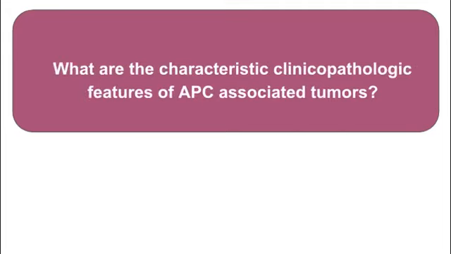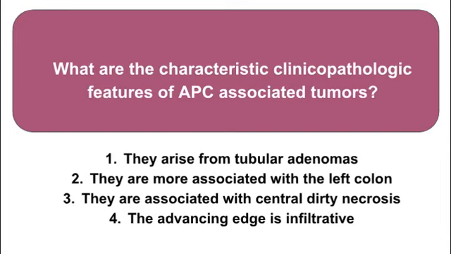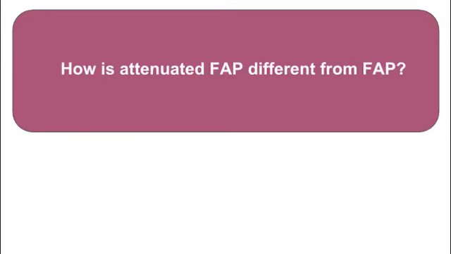What are the characteristic clinicopathologic features of APC-associated tumors? They arise from tubular adenomas. They are more associated with the left colon. They are associated with central dirty necrosis. The advancing edge is infiltrative. As a note, be able to contrast these features from those of MMR-related tumors, which will be discussed in another video. How is attenuated familial adenomatous polyposis different from familial adenomatous polyposis?